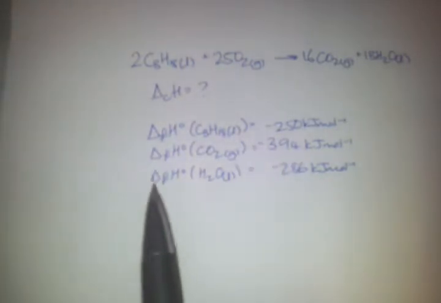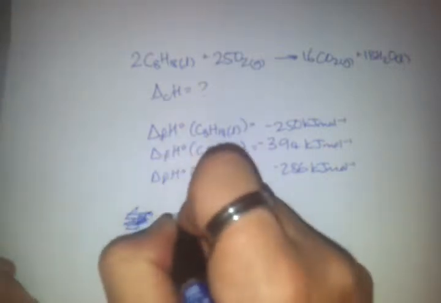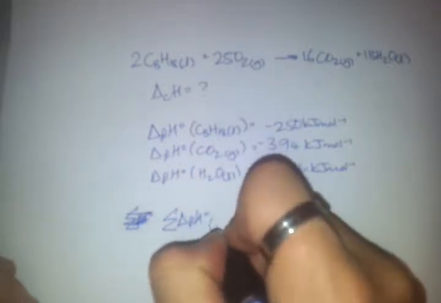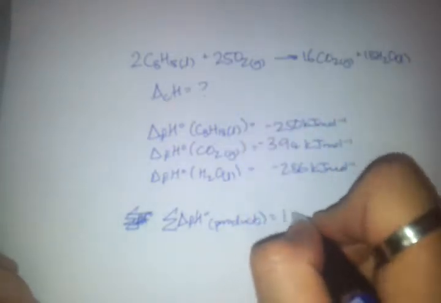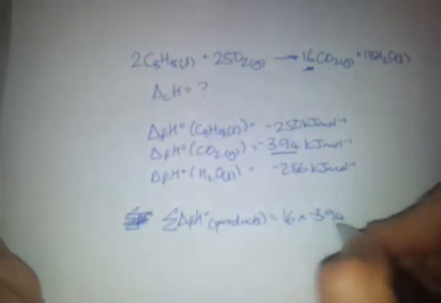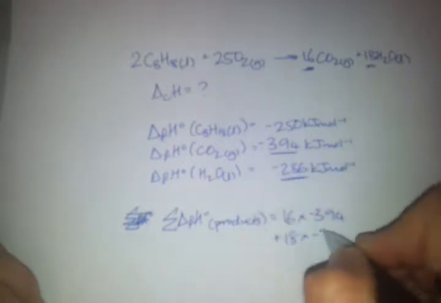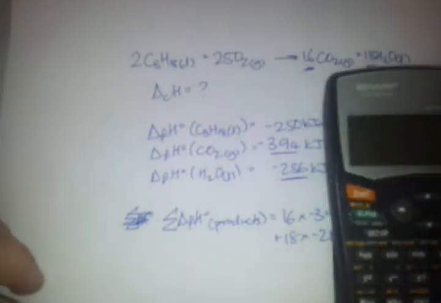Well, going by that equation we had before, we need to find the sum of the enthalpies of formation of the products, which is going to be 16 carbon dioxide, 16 times negative 394, plus 18 times negative 286. Right, so I'll very quickly do that on my calculator. Hope you can see the numbers when I do this.